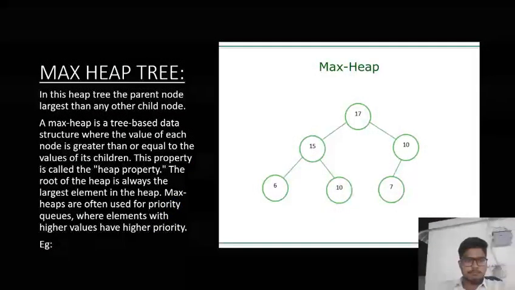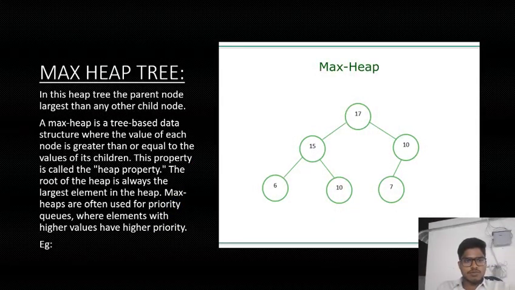After discussing the binary trees, we will move on to the heap trees. Heap tree is a specialized tree in binary tree. It consists of two types, max heap tree and min heap tree. Let's discuss max heap trees. In max heap trees, the parent node is the largest value in the tree.